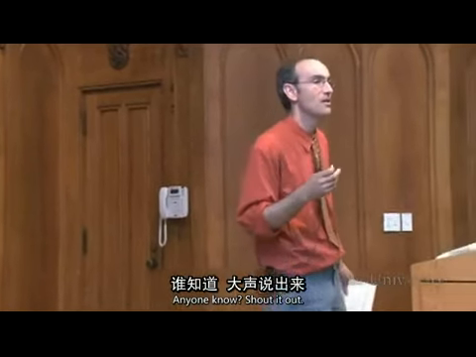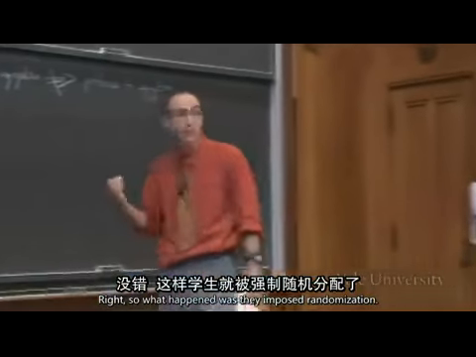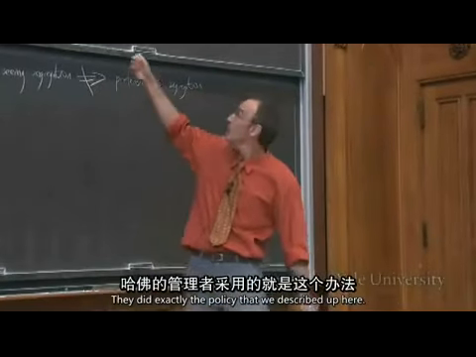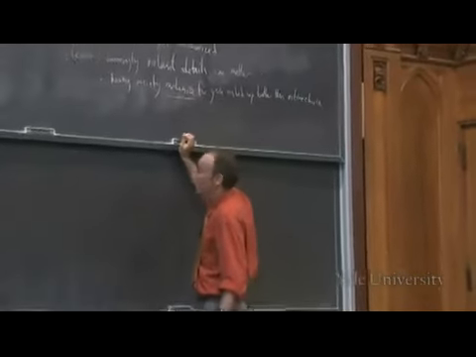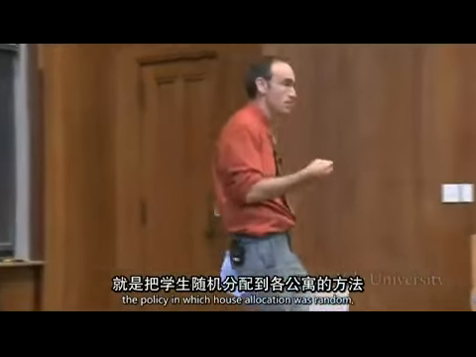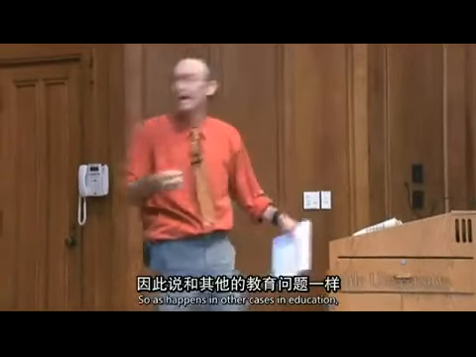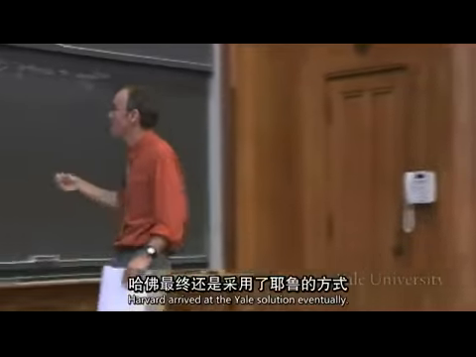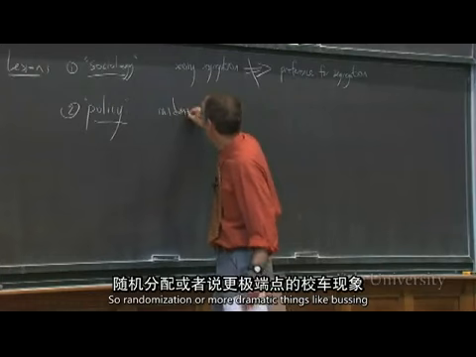Anyone know? Yeah, shout it out. They randomize it. You go in as a group, but you don't just choose which one you're going to go into. So what happened was they imposed randomization. They did exactly the policy that we described up here. And notice actually the policy that they adopted, the policy in which house allocation was random, was basically the policy Yale had all along. So as happens in other cases in education, Harvard arrived at the Yale solution eventually.